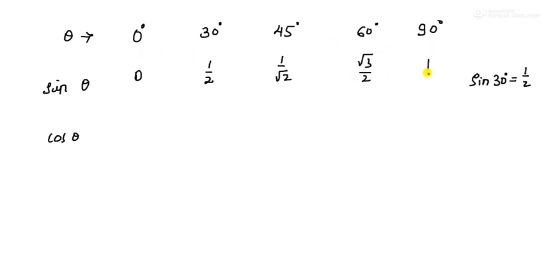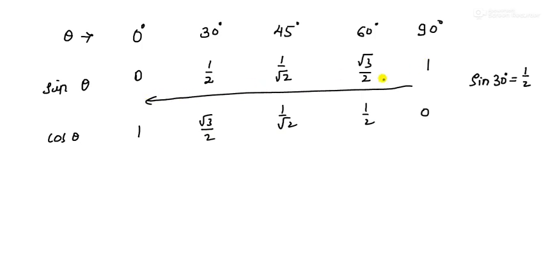And now coming to cos theta, it is just the reverse of these values. For sine 90 it is 1, but for cos 0 it is 1. This is root 3 by 2 for cos 30, and this remains the same. Next is 1 by 2 and the last is 0. So it has come in this way: 1, root 3 by 2, 1 by root 2, 1 by 2, and at last 0.